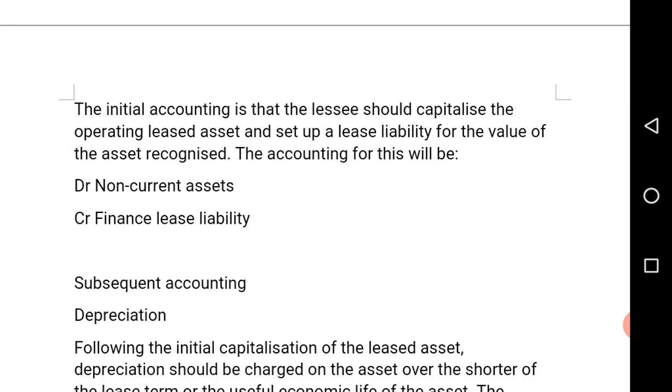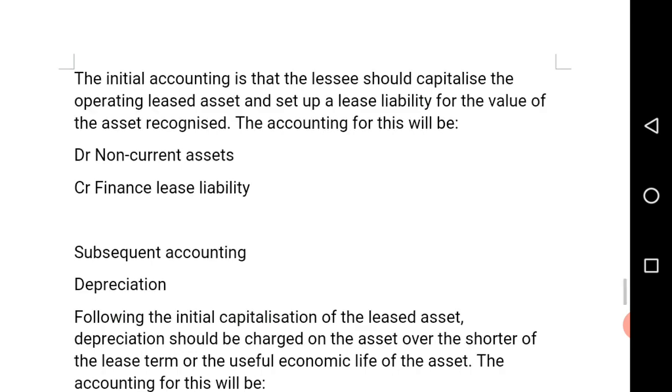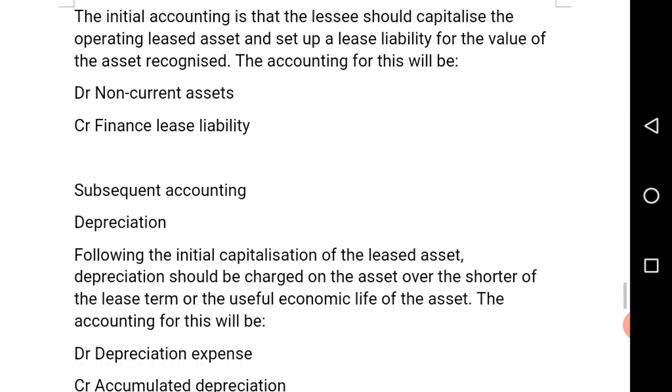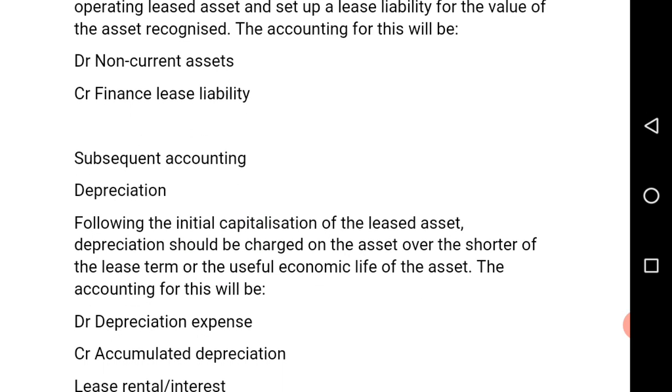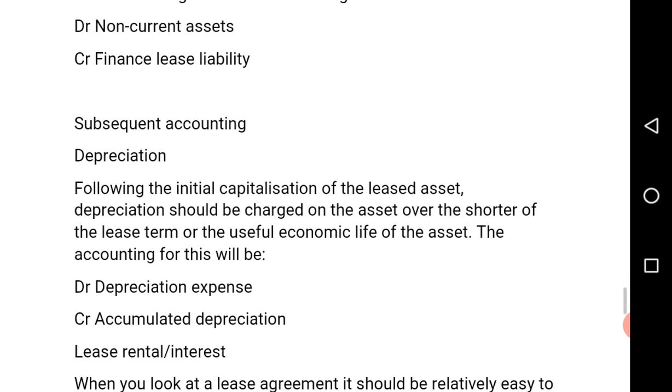Then the subsequent accounting is what we should do. First, debit the non-current asset value, that means add to the non-current asset value, then you credit the lease liability, that is, add to the lease liability, since liabilities are credited to add to them. And subsequently, in further years, you depreciate. It says following the initial capitalization of the leased asset, depreciation should be charged on the asset over the shorter of the lease term or the useful economic life of the asset.